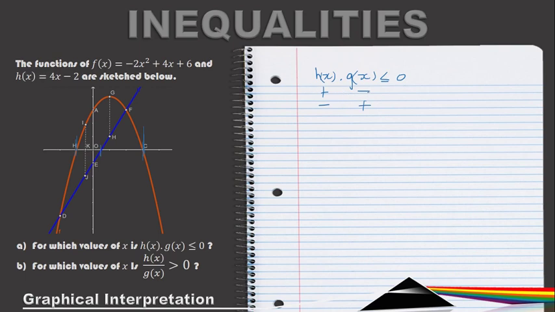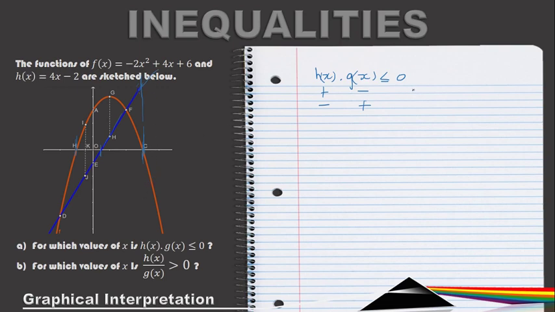Now, let's start with the first condition. Where is h(x) positive? h(x) is positive from here to here. So is there any point where it's positive and at the same time f(x) is negative? That's actually here. Over here we see that f(x) is positive here and g(x) is negative over here.